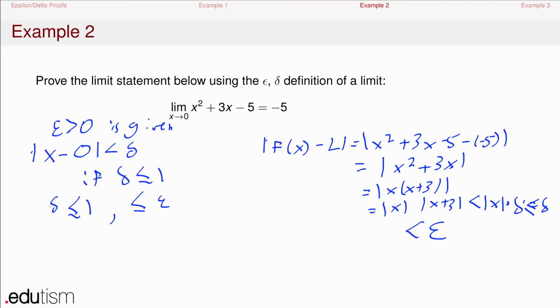So basically, we just need to pick a delta which is both less than or equal to 1 and less than or equal to epsilon, and then this limit statement will work out.